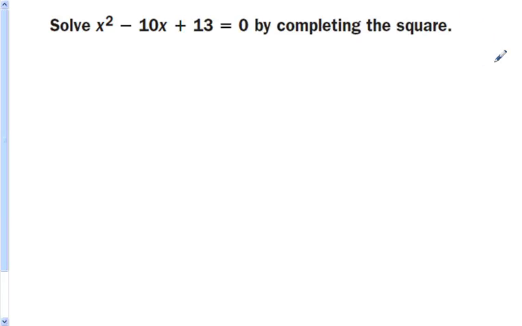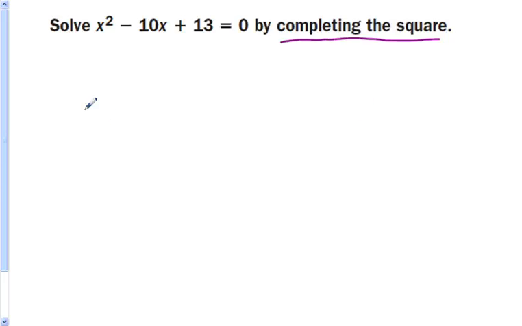Solve x squared minus 10x plus 13 equals 0 by completing the square. You cannot factor x squared minus 10x plus 13. There are not two numbers that multiply to give you 13 and add to give you negative 10. So we cannot solve this by factoring. We might be able to graph it and find the x-intercepts, but an easier way is to complete the square.